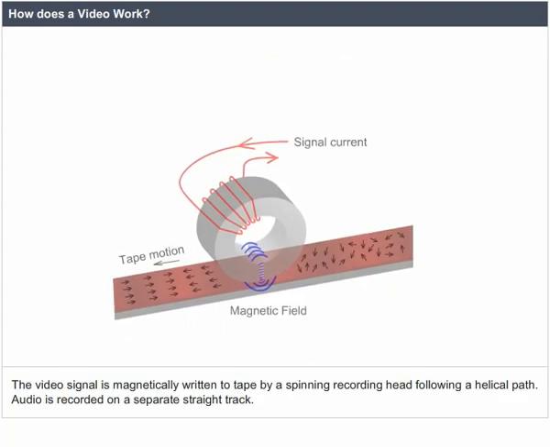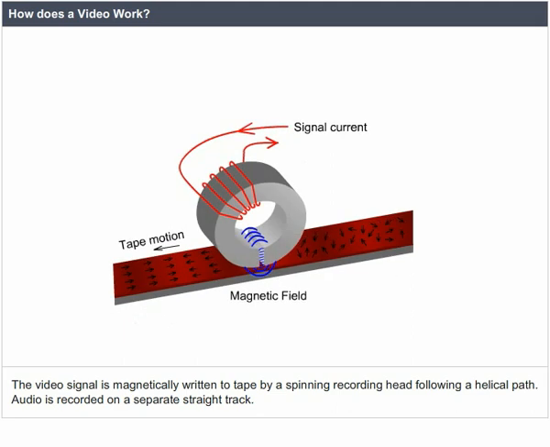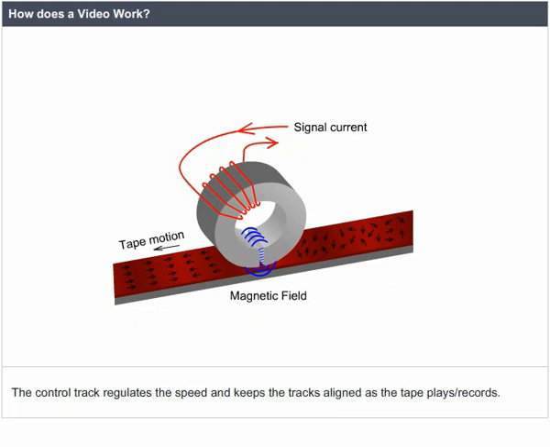The video signal is magnetically written to tape by a spinning recording head following a helical path. Audio is recorded on a separate straight track. The control track regulates the speed and keeps the tracks aligned as the tape plays or records.